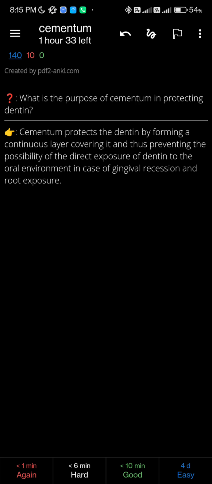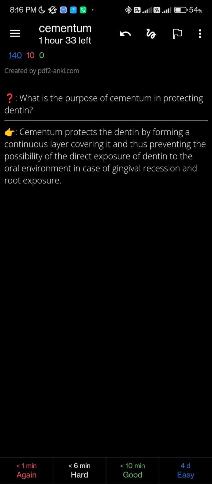What is the purpose of cementum in protecting dentine? Cementum protects the dentine by forming a continuous layer covering it, thus preventing the possibility of direct exposure of dentine to the oral environment in case of gingival recession and root exposure.